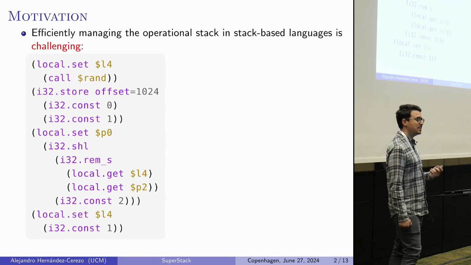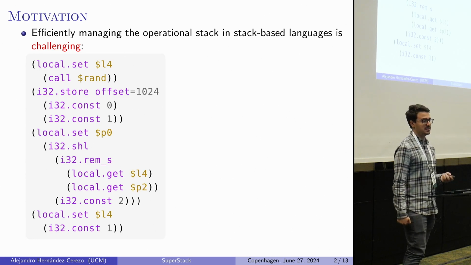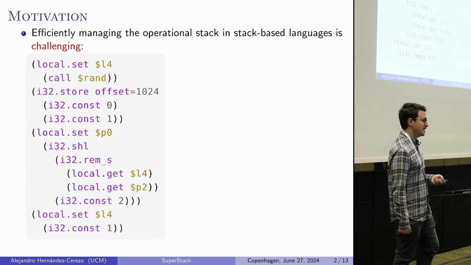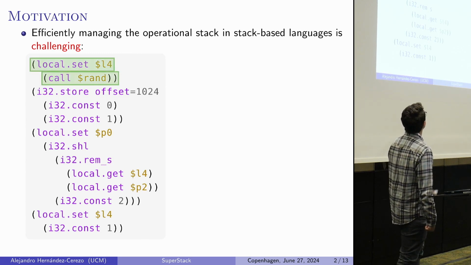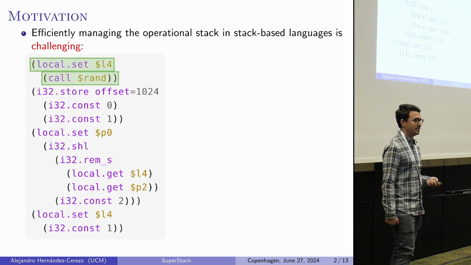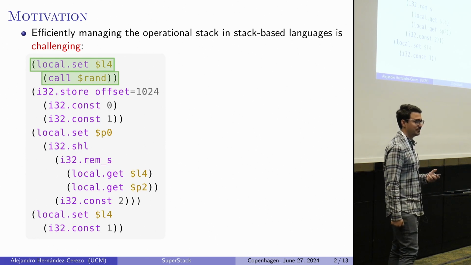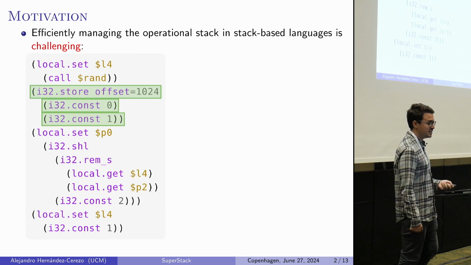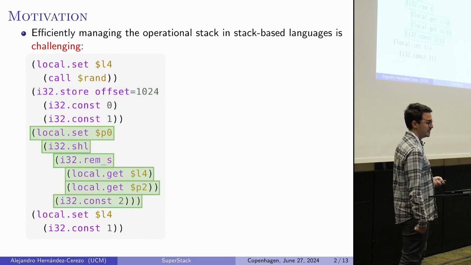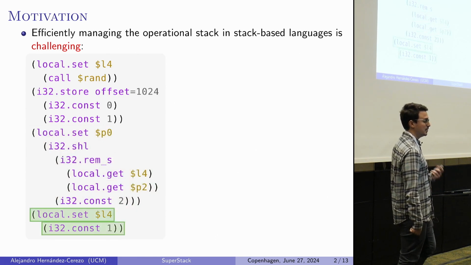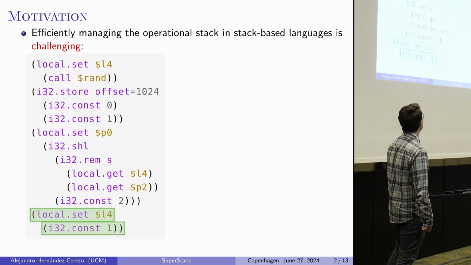As an example, we are going to consider the following sequence. This is a sequence of a WebAssembly program in which, well, it is quite simple. We are going to analyze it. First, we are invoking the function random, and we are storing the result in the local variable L4. Then we are computing a store operation. We are storing another value in the corresponding register P0. And finally, we are just storing another constant in the corresponding variable.